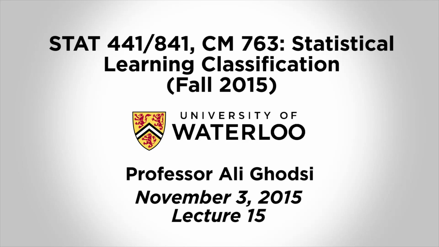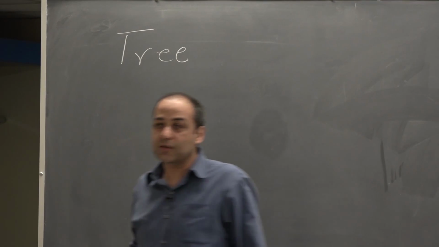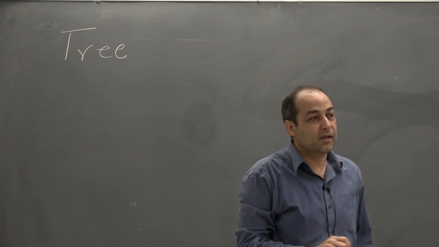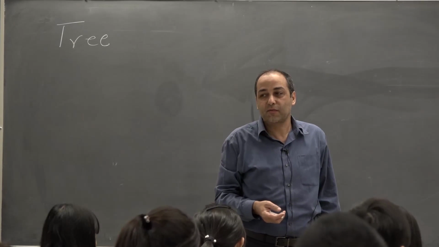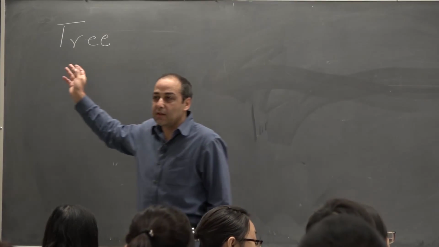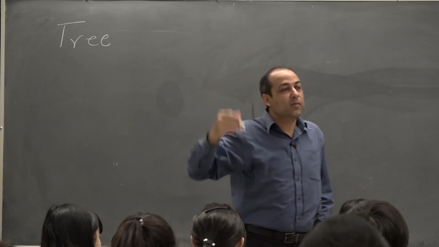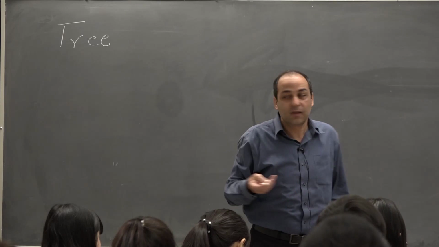So let's start the lecture. In the previous class, we learned a little bit about tree. A tree is a powerful but very simple and intuitive model in classification. It's more general than classification. Tree can be used for regression as well.